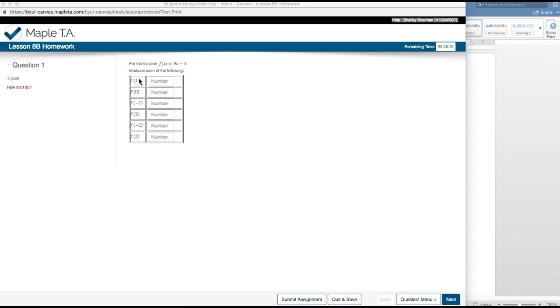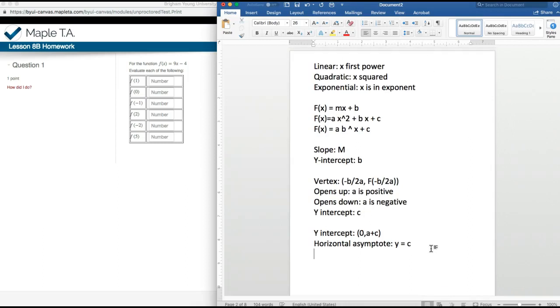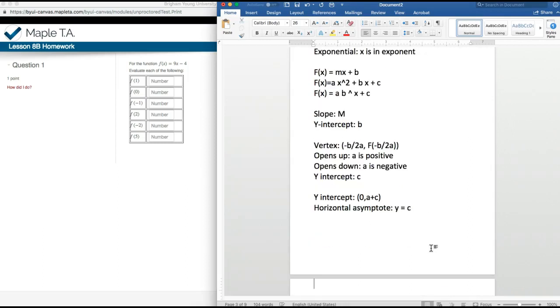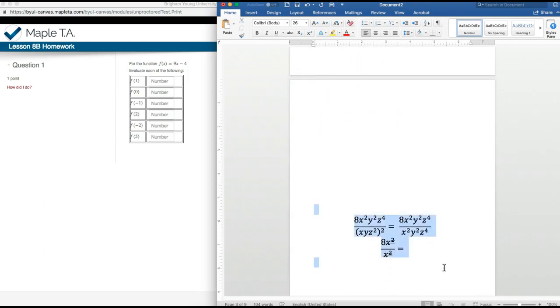F of 1, that means that I need to replace every time I see x with a 1 and so forth. To do this, I always put parentheses around wherever I'm substituting so that I don't get mixed up with any of those negatives. Here's my quick reminder, but I'm going to show you some work over here, and this is what I will be going through.